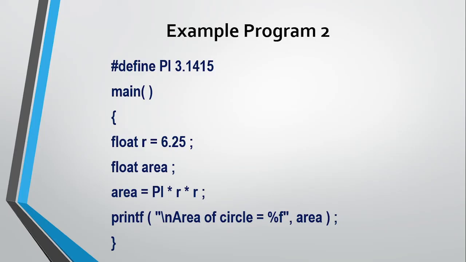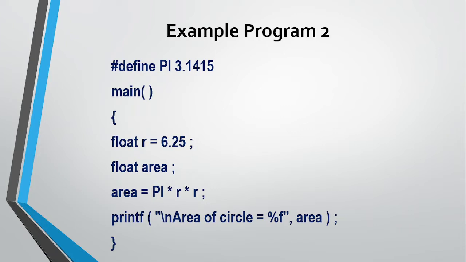So this is example program 2. Again we are going to define hash define pi 3.1415. That means we are going to define a macro definition where the macro template is pi, and its expansion is 3.1415. That means in the program, where the pi macro template is encountered, it just replaces it with the value 3.1415.